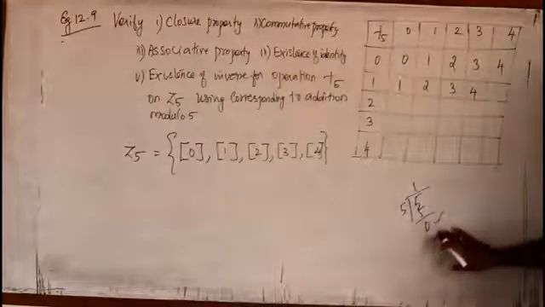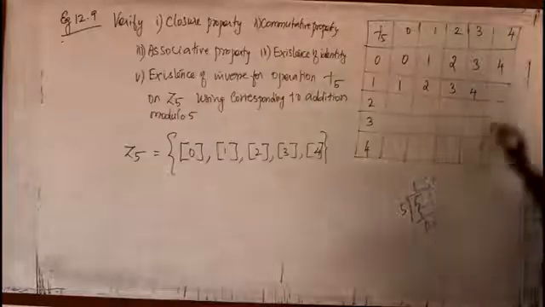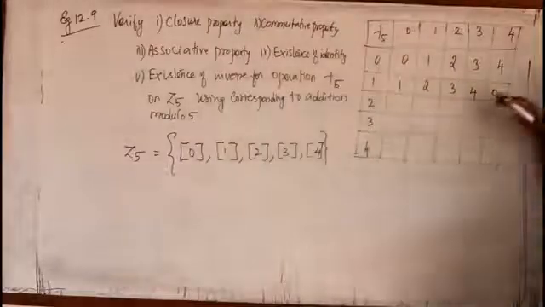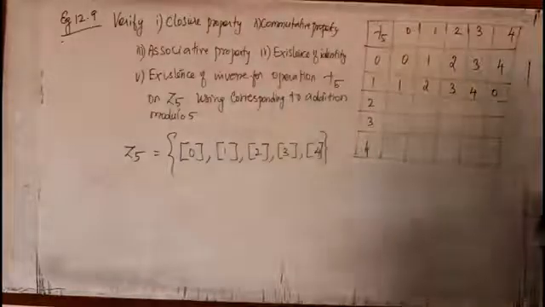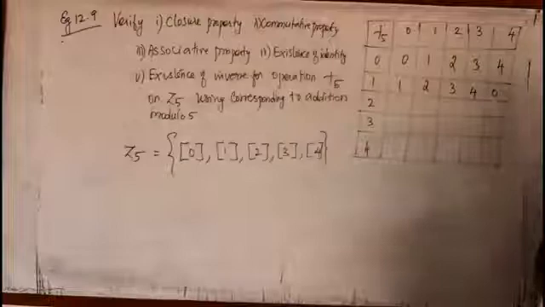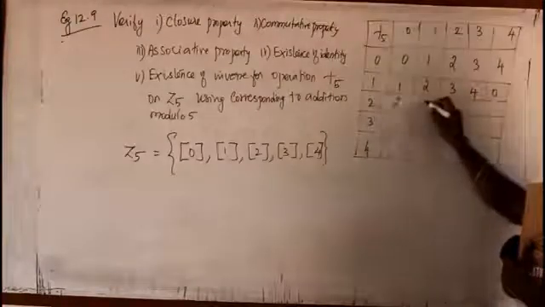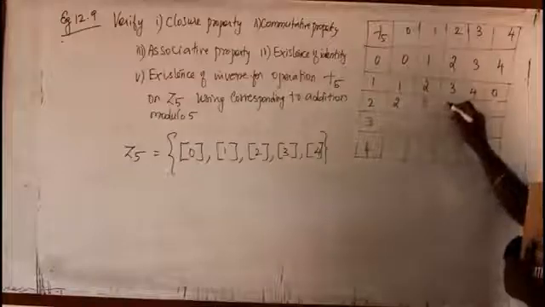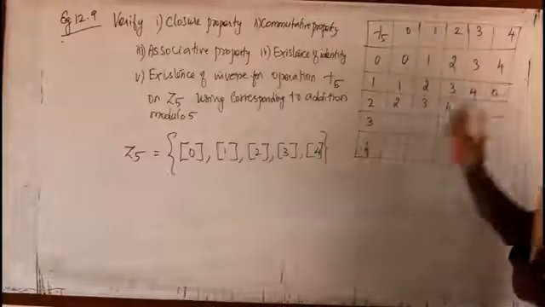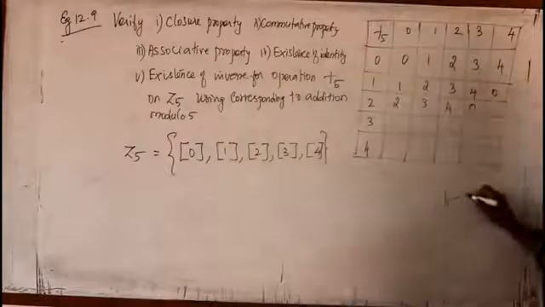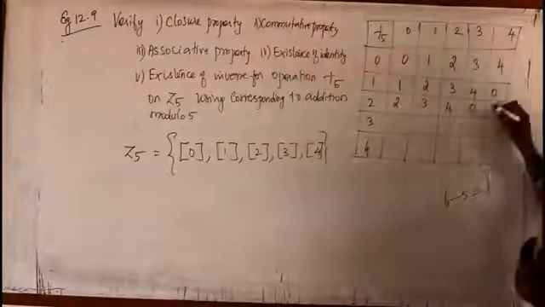I must take only the remainder, not the quotient. But it is very simple, you don't need to divide like that. Any number, if it is coming with more than 5, just remove the number of 5s, that's all. See, once again, 2 plus 0, 2; 2 plus 1, 3; 2 plus 2, 4; 2 plus 3, 5. Remove 5, it becomes 0. 2 plus 4, 6. Remove 5, you will get 1. So the answer is 1.